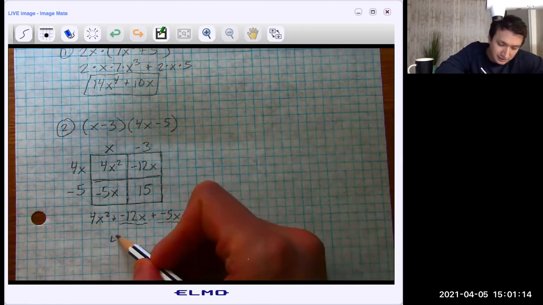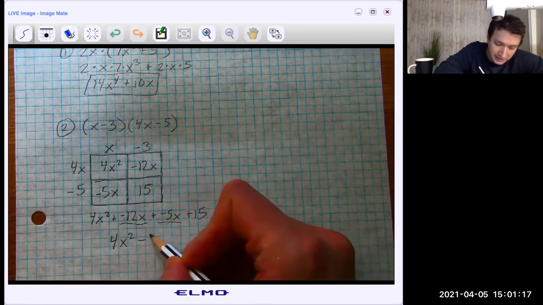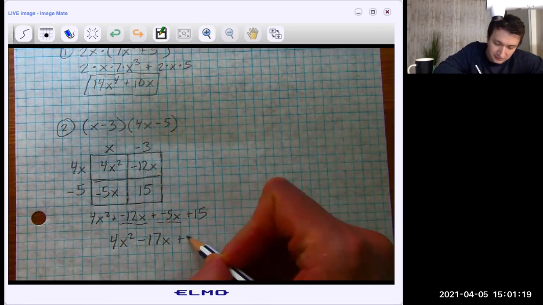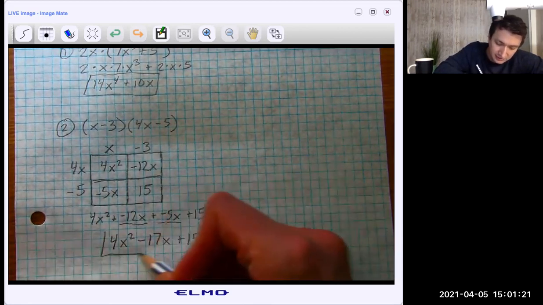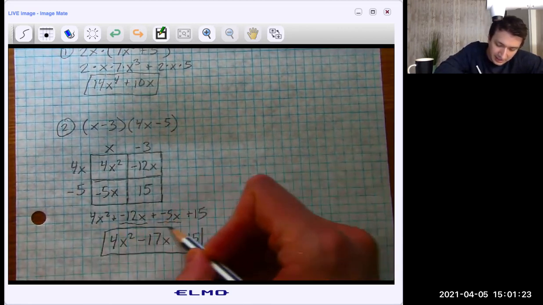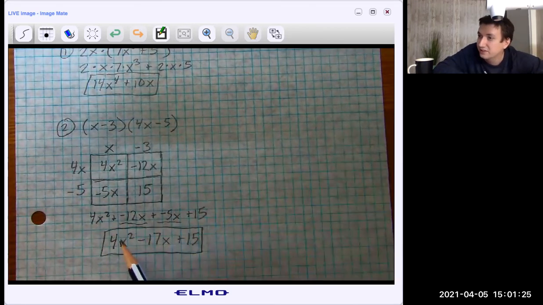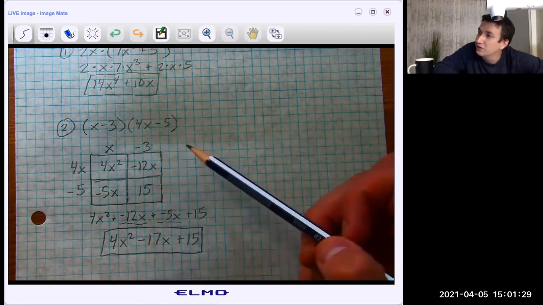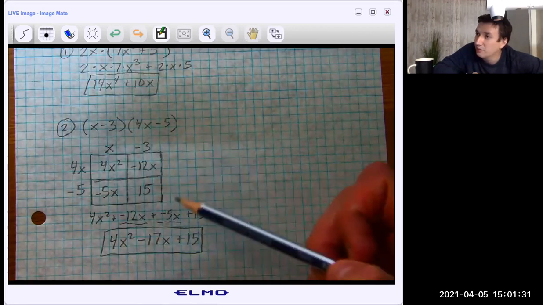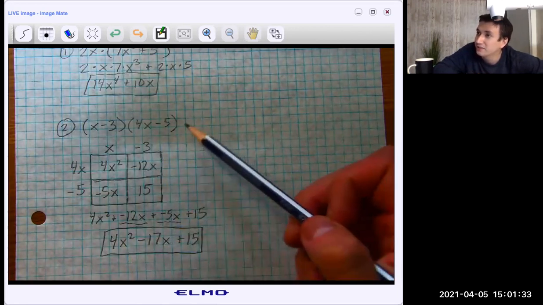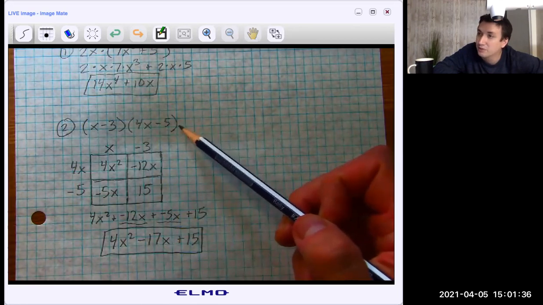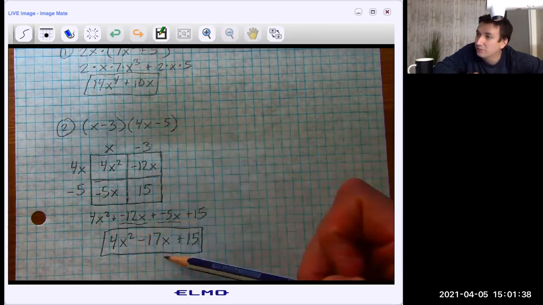So my final answer is 4x squared minus 17x plus 15. That is my answer. And I can't go any further because each of these is a different kind of term. They're not like terms. This is interesting. Look, from here, we were able to create this. This is what happens when you multiply a binomial by a binomial, is you end up with something like this.